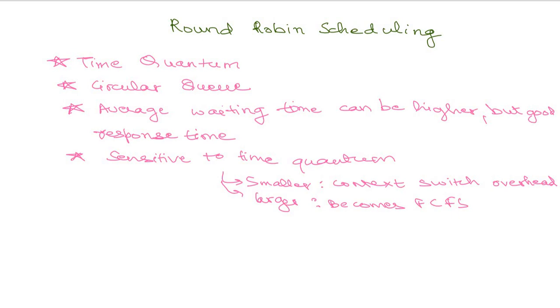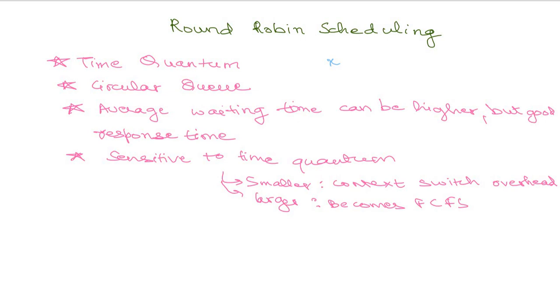So in this video we are going to discuss round robin scheduling. Round robin scheduling basically revolves around a time quantum. So what is a time quantum? We decide a particular time quantum. Let's say we decide some x. So after every x we pick up a process that is next in the queue.